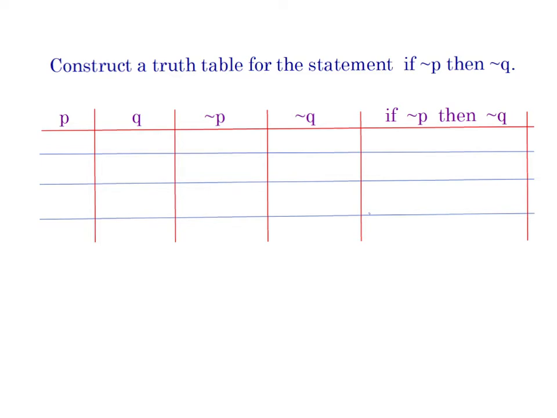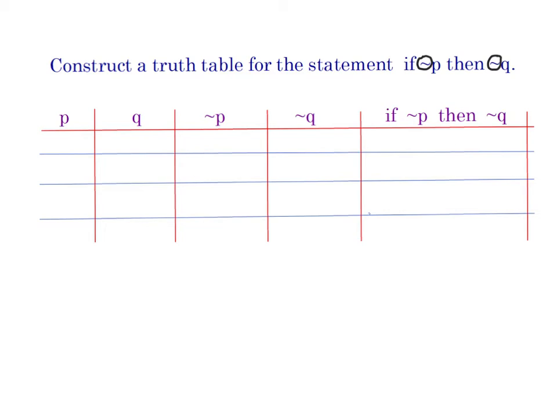So this is looking at how you would set up the table if you were looking at the statement if not P, then not Q, which would be the inverse of if P, then Q. What you always want to do is have a column for P and for Q. And if you also have the negation, like we do in this case, the negation of P and the negation of Q, then you need to make columns for those also. Those are the four things involved, so I'm going to have a column for each one of those.